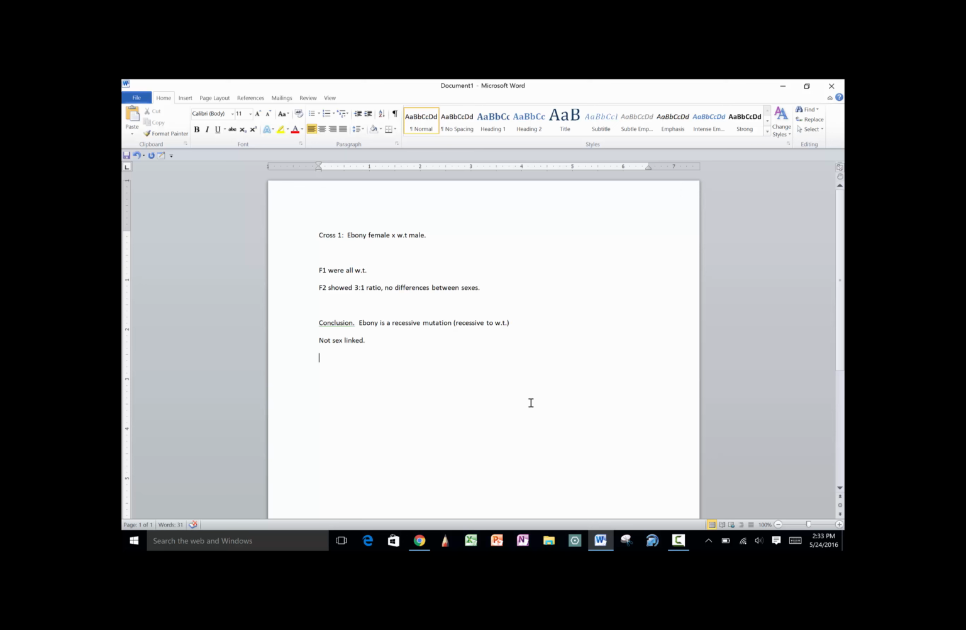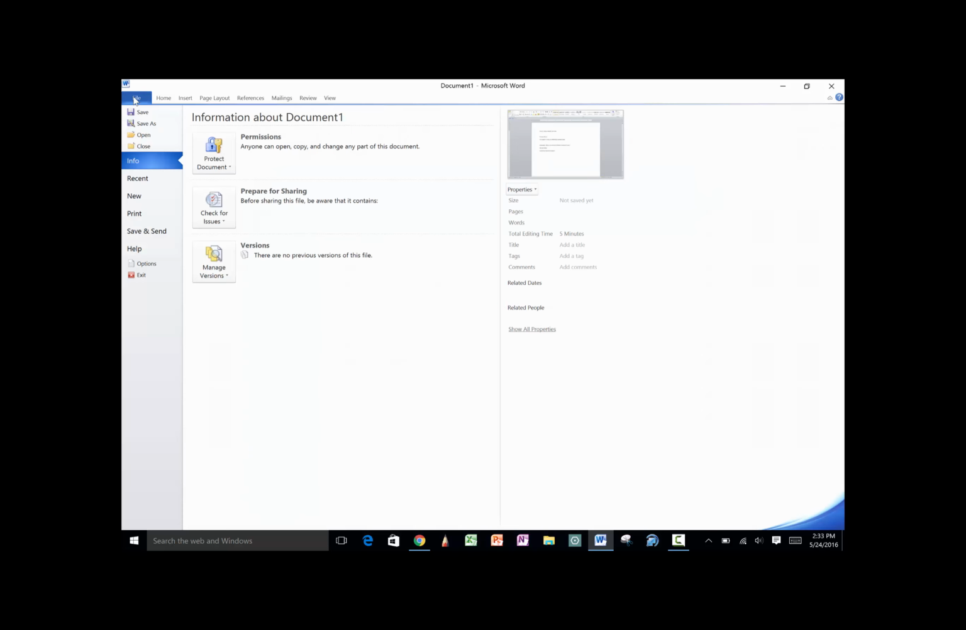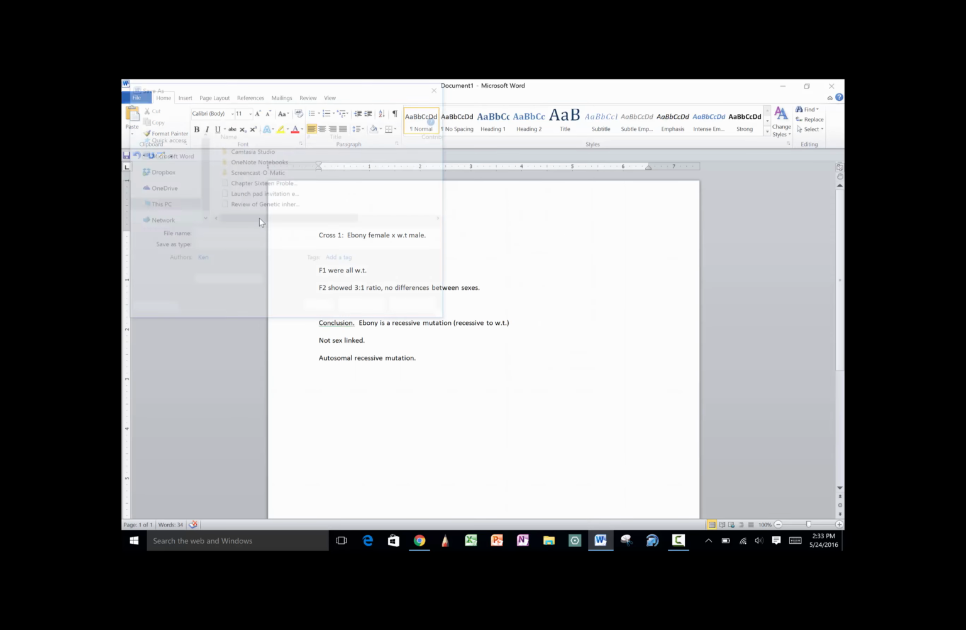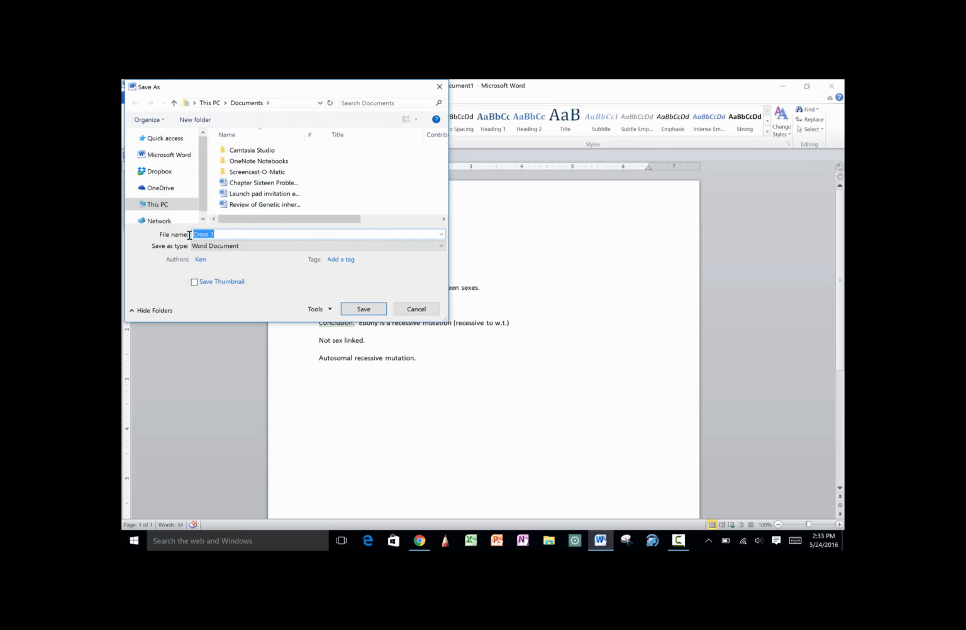So not sex-linked means it's autosomal. So this is an autosomal recessive mutation. All right, so I'm going to save this. Save it as my VFL2 notebook.